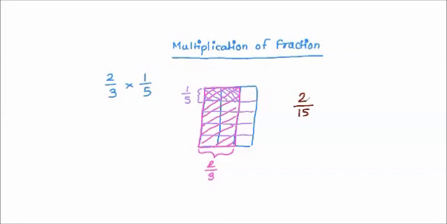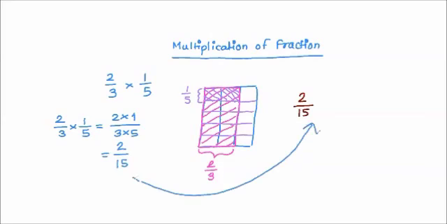Now let's do it using the method we spoke about. So 2 upon 3 multiplied by 1 upon 5 is equal to, multiply numerator by numerator, 2 into 1, and denominator by denominator, 3 into 5. What do we get? 2 into 1 is 2, 3 into 5 is 15. So we get 2 upon 15, and which is the same as what we have got using this diagram.